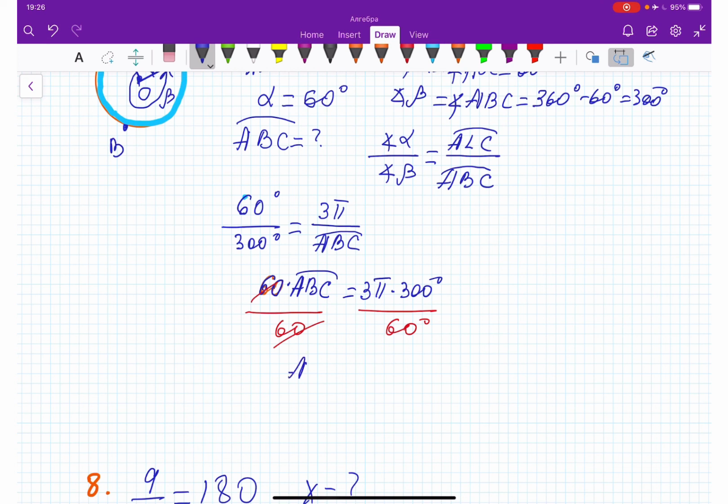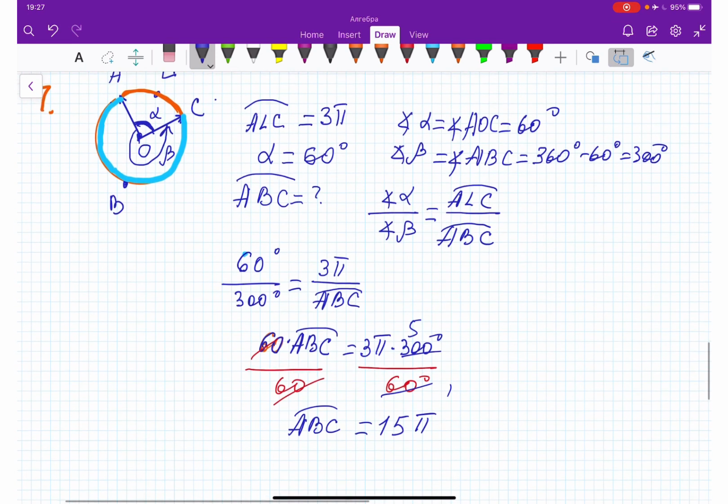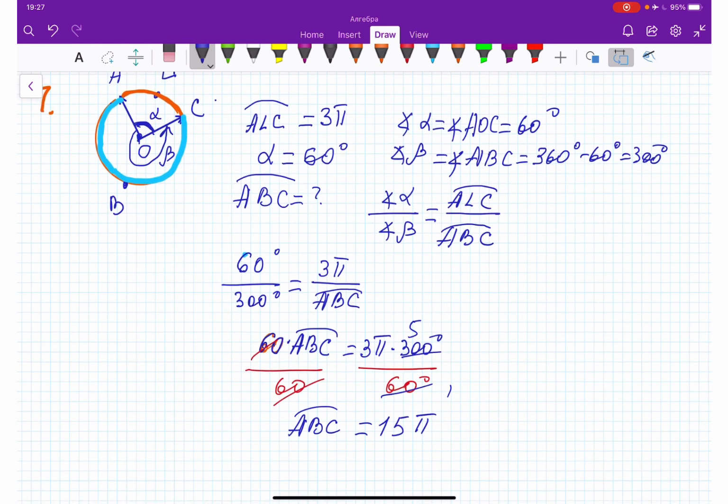So arc ABC is equal to. So 60 and 300, this is 1, this is 5, right? So we are getting 5 and 3 pi, which is 15 pi. So the arc ABC is equal to 15 pi. So ALC equals 3 pi, arc ABC equals 15 pi.